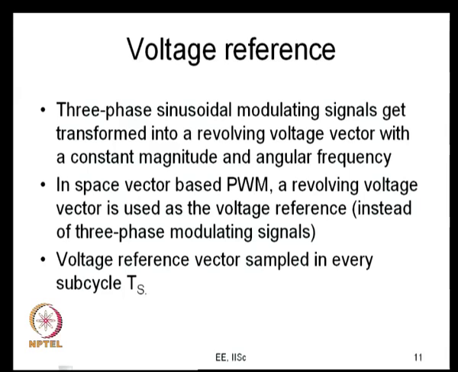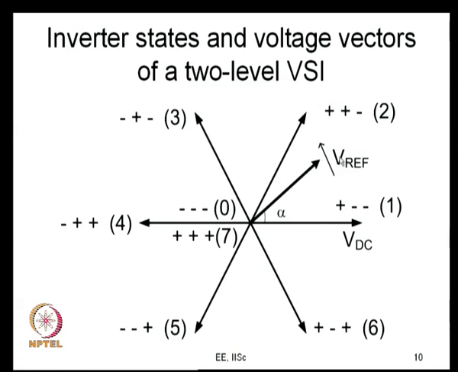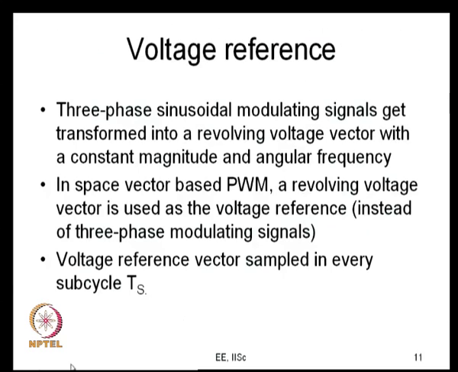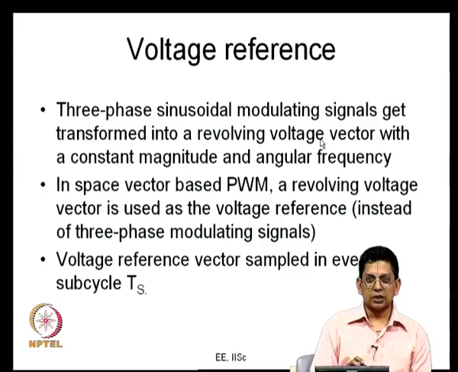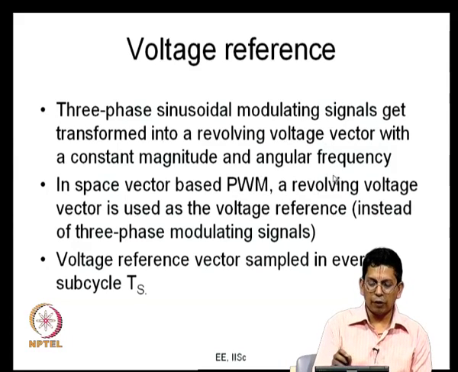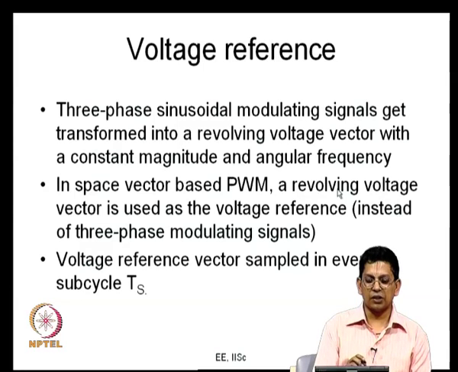So, in space vector based PWM, what we would do is we have this revolving voltage vector which we just saw here. So, this is the revolving voltage vector which has been indicated here. Instead of using 3 phase modulating signals, we use a revolving voltage vector which has a constant magnitude and angular frequency at steady state.